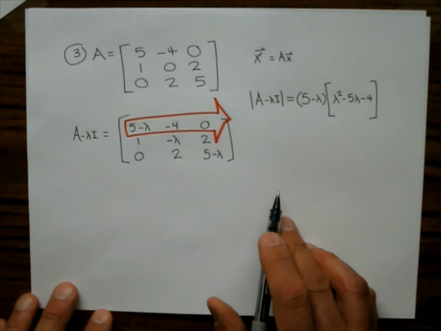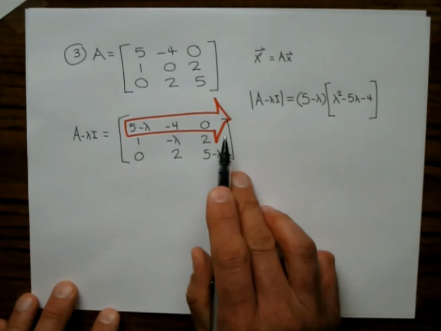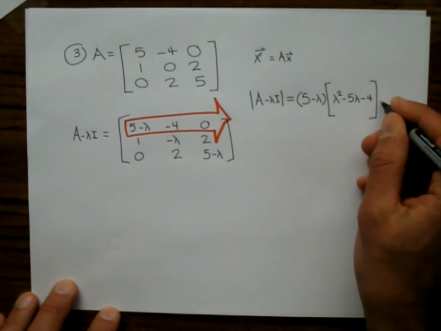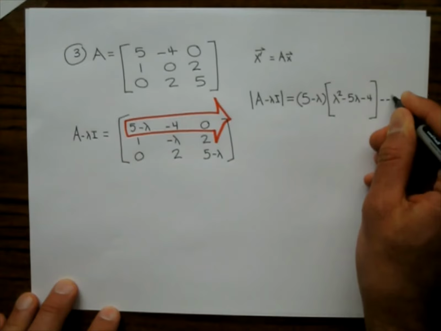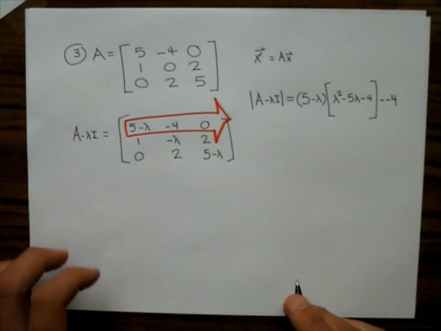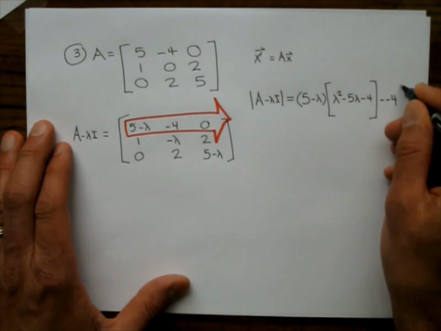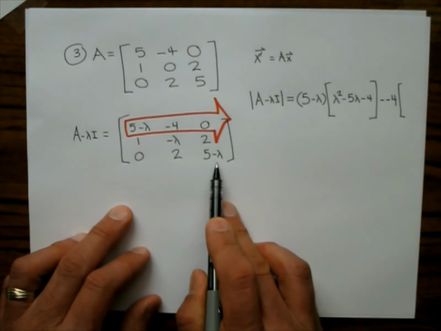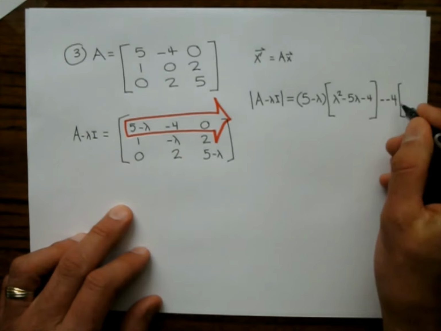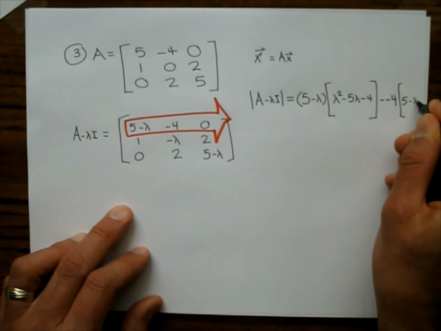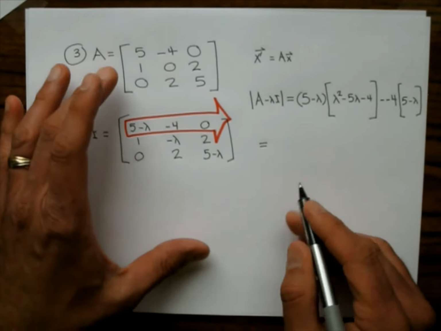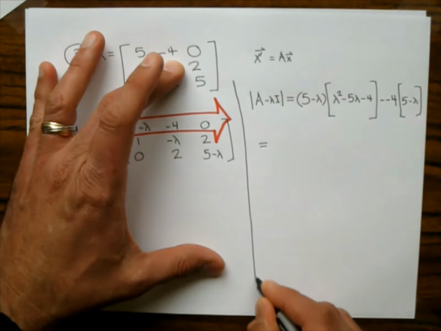Then the next one is going to be negative 4, which is in the negative position, so there's 2 negatives, so that's going to be a positive 4. And then I'm going to go ahead and find out the minor of this. This is going to be 5 minus lambda, and then there's just going to be a 0 there. 5 minus lambda. Okay, so what do we have? I'm going to make a line go like that.